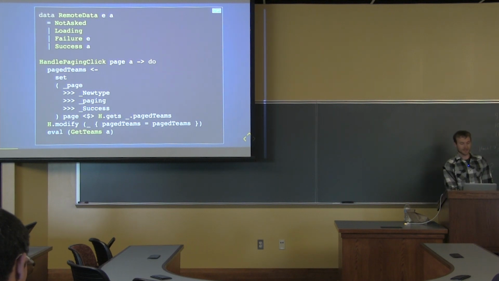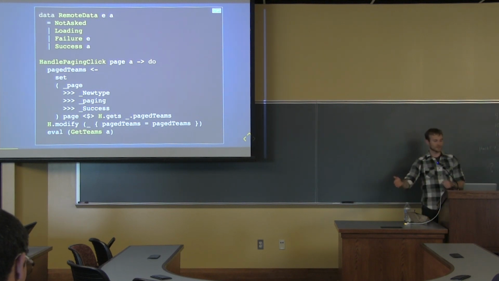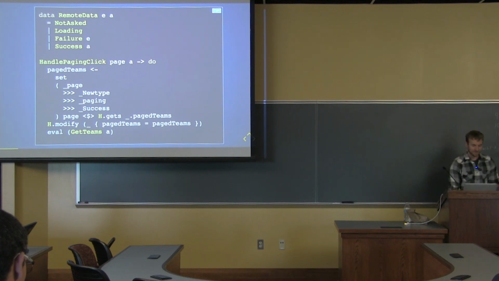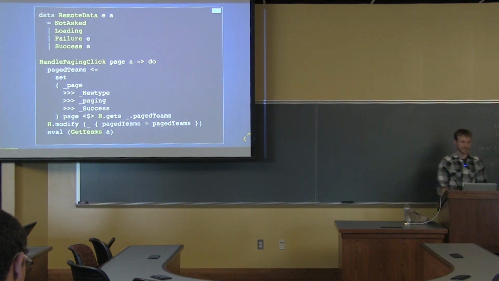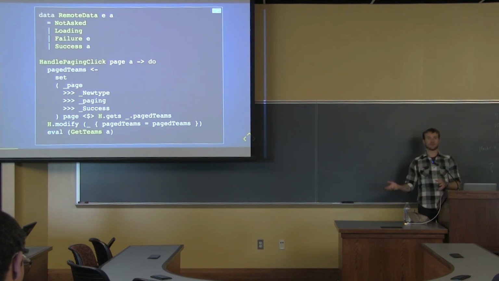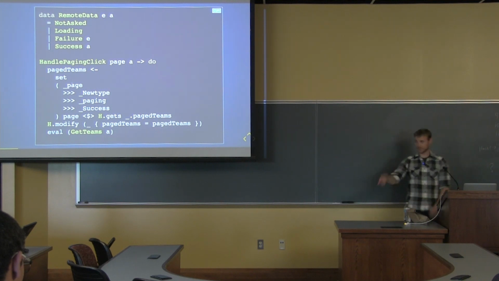So the lens is going to look for the success data constructor in remote data, and then inside of that it's going to look for the paging key, and then inside of that it's going to unwrap the newtype, and then inside of that it's going to get the page key out. And so that's our lens. We pass that to set. Set is basically like over, except you're not passing it a function to update the value. You just say, this is the value, set it to that.